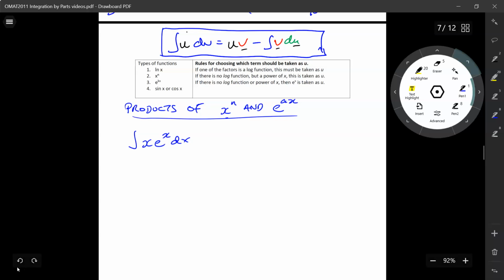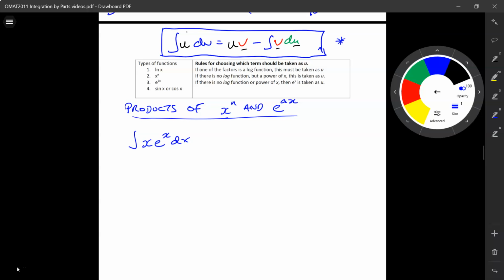Once again we have our formula up above here, the integration by parts. So we need to first of all identify u and dv, and then from those, we need to work out v and du, so we can plug those into the formula. If we come up to a rule at the top, if one of the factors is a log function, this must be taken as u. That is not the case here. It's no log function, so we move on to the second rule.